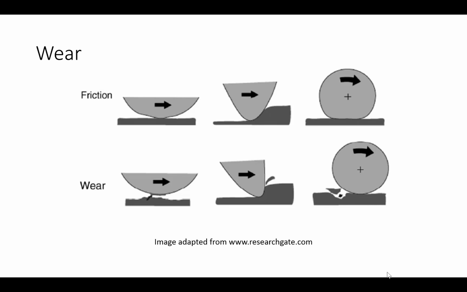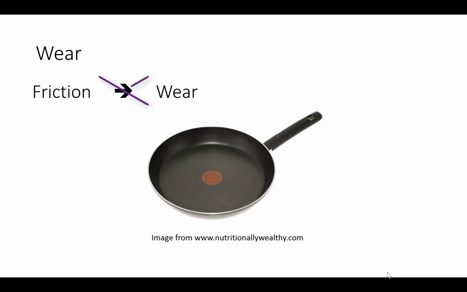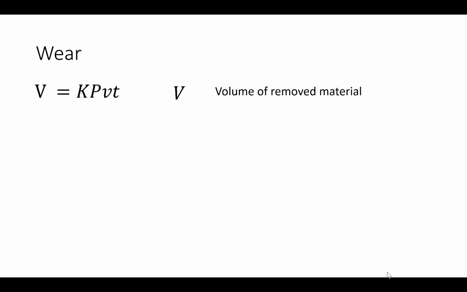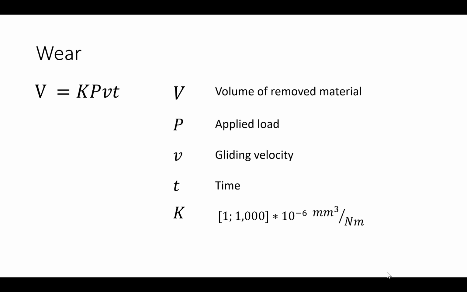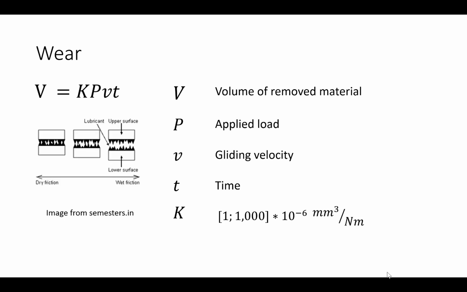And interestingly, more friction does not automatically correspond to increased wear. For instance, Teflon, or PTFE, has low friction but a very high wear. To describe wear, the following equation can be applied, where V is the volume of removed material, P the applied load, v the gliding velocity, t the time, and K is a constant that is typically between 1 and 1,000 times 10 to the minus 6 millimeters cubed per Newton meters. And just like for friction, lubrication dramatically reduces wear.